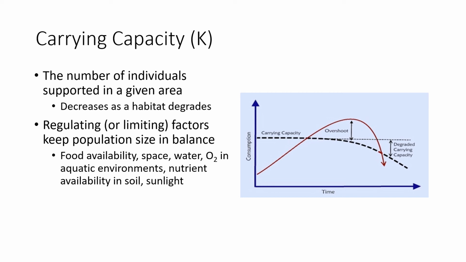But there are these limiting factors that keep this carrying capacity in check. And so you have food availability, space, water, oxygen, nutrients, sunlight, whatever organisms need, right? Those resources are limited. And so we call them limiting factors because they're limiting the size of the population.